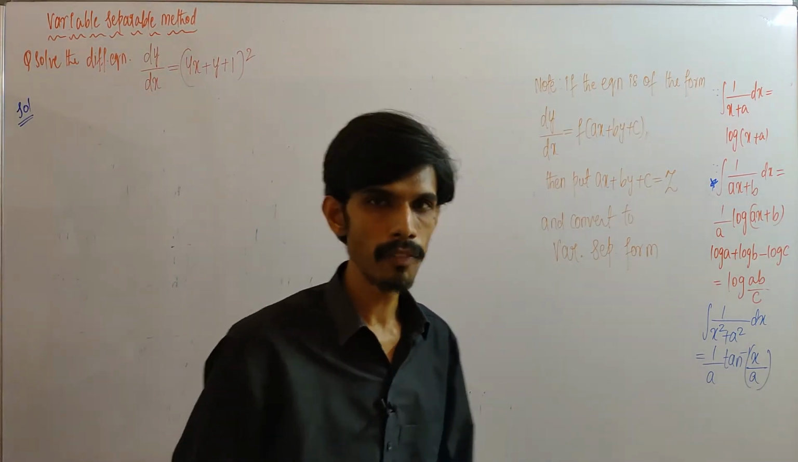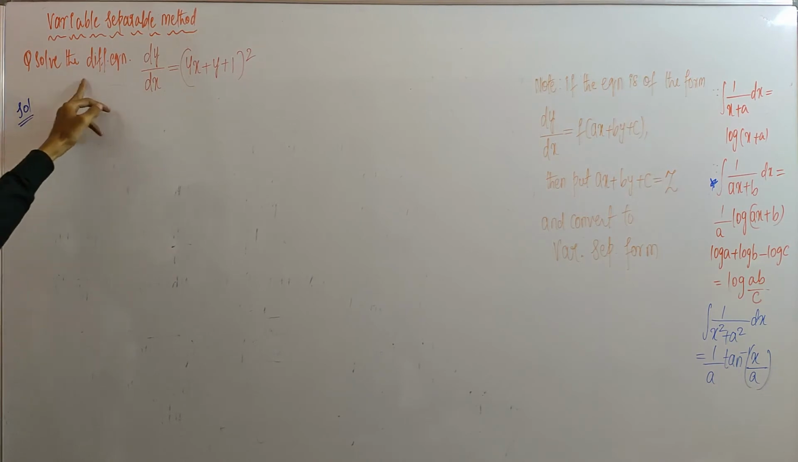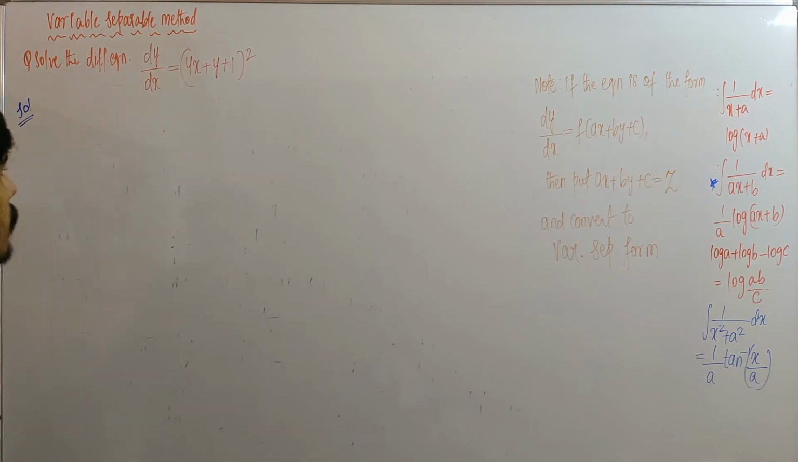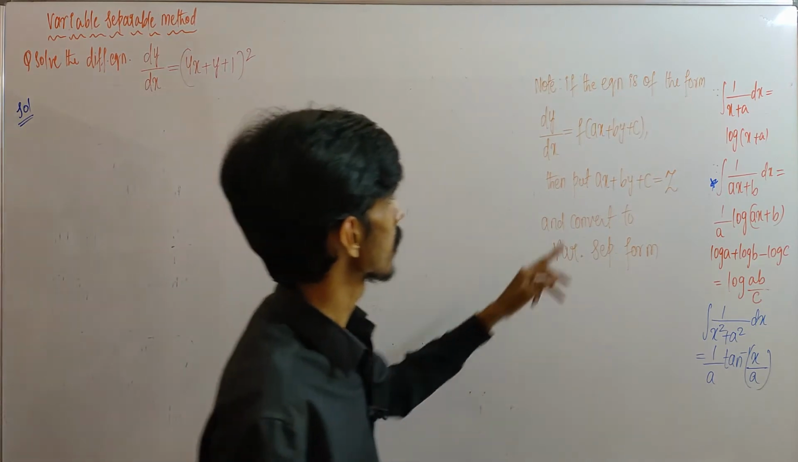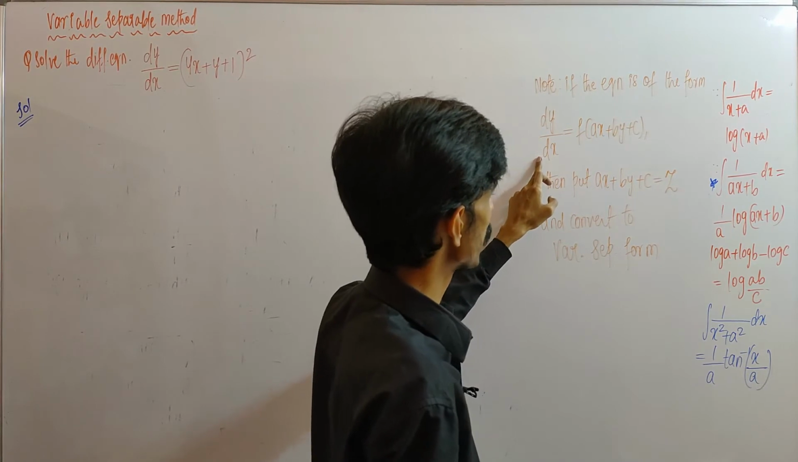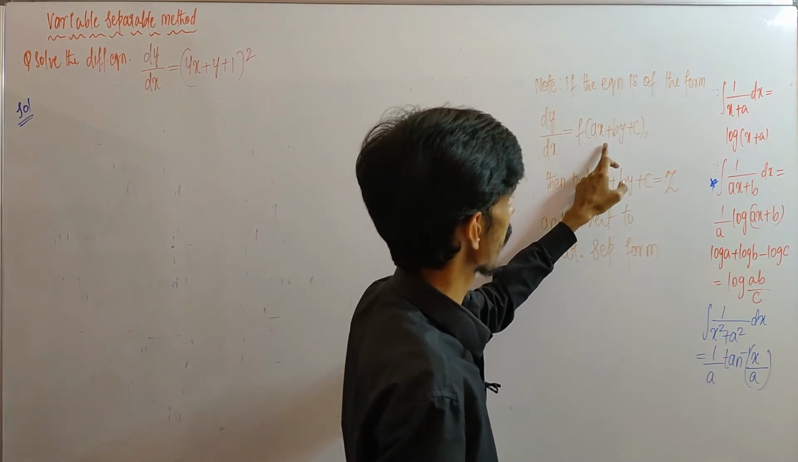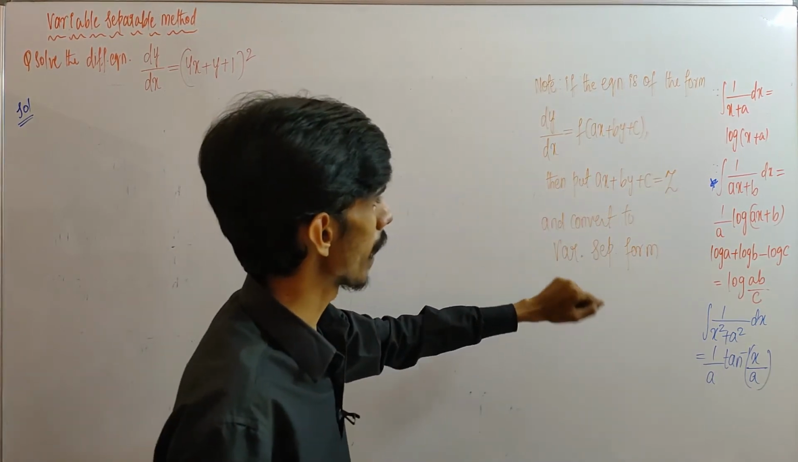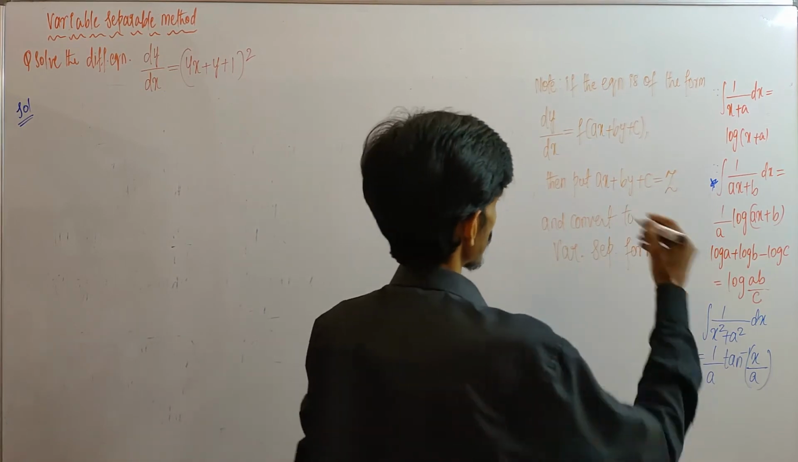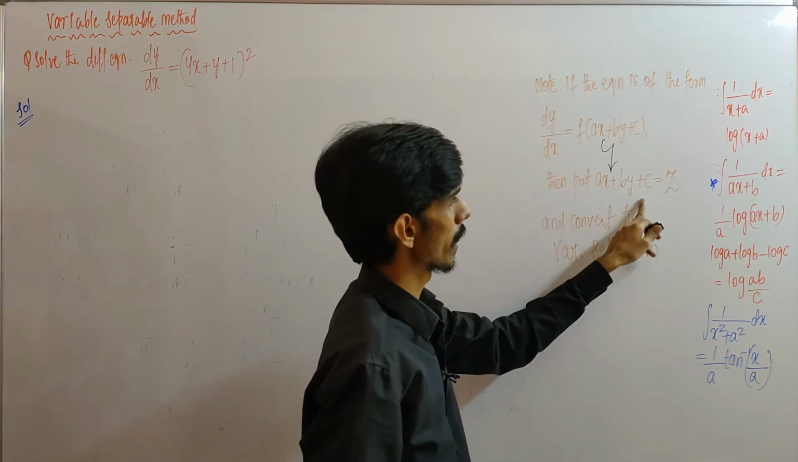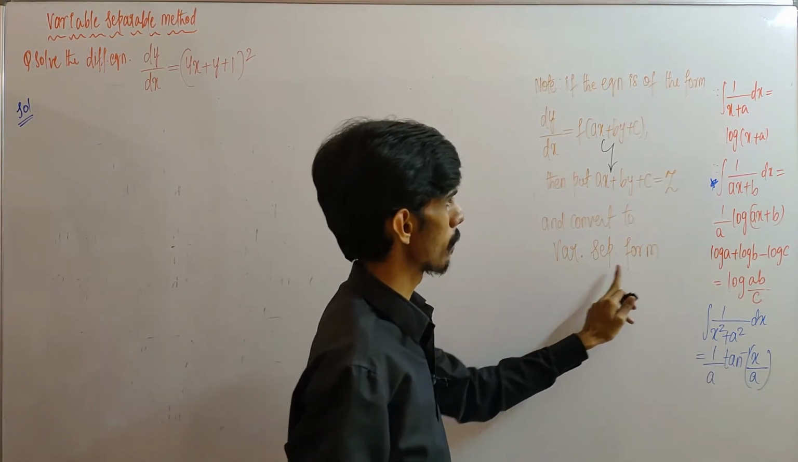Now let us see the solution of one more question. Solve the differential equation dy by dx equal to 4x plus y plus 1 whole square. Now in order to solve this type of question, we have to know this. If the equation is of the form dy by dx, that is differential equation, is equal to f of ax plus by plus c, then we have to put this bracket part as some other variable z, differentiate this and convert to variable separable form.